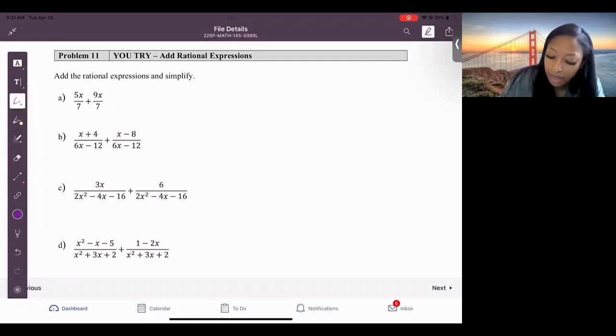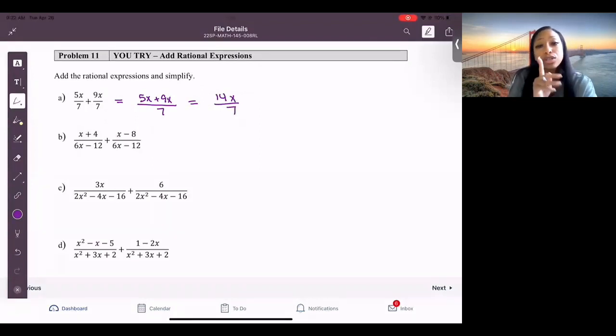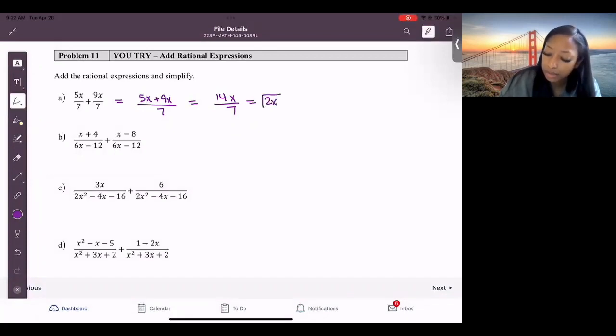Part A, 5x over 7 plus 9x over 7. This would be 5x plus 9x over 7, which is 14x over 7. Then you want to simplify. 14 divided by 7 is just 2. So this would simplify to 2x.